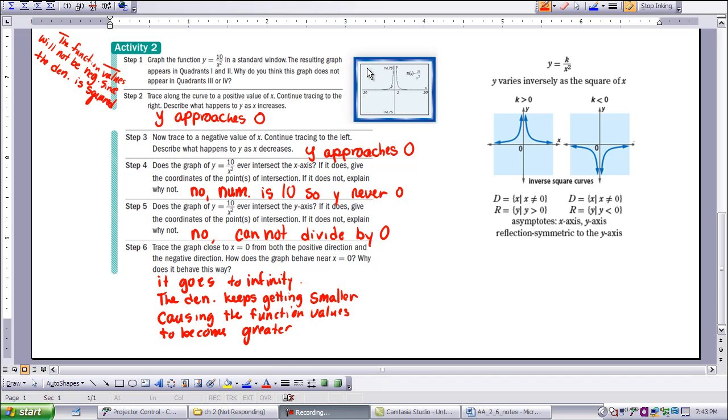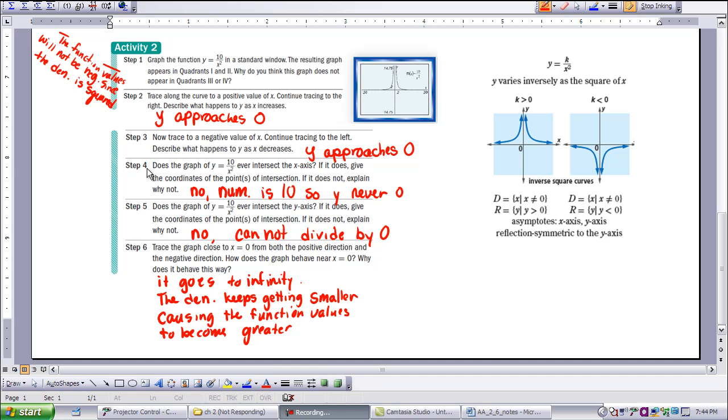The second step was to have you trace along the curve to a positive value of x. As we're tracing along the curve to positive values of x, once again we continue to approach the x-axis, so our y is getting closer and closer to 0. And same thing if I go the other direction. Once again, I am still approaching the x-axis, so my y is getting closer and closer to 0.